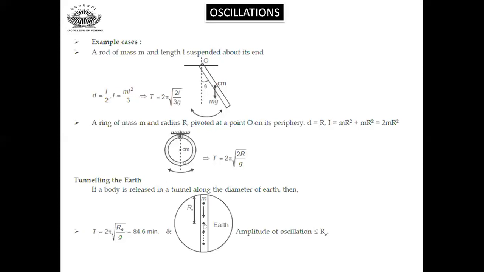Then tunneling. This is a very famous question, and many times it has been asked in the examination. When a body is released along a tunnel passing through the diameter of the earth, the time period T will be equal to 2 pi root of Re by g, which is equal to 84.6 minutes. This is the time period of oscillation of a body moving along the diameter of the tunnel. In the tunneling, the amplitude of oscillation is less than or equal to the radius of the earth.